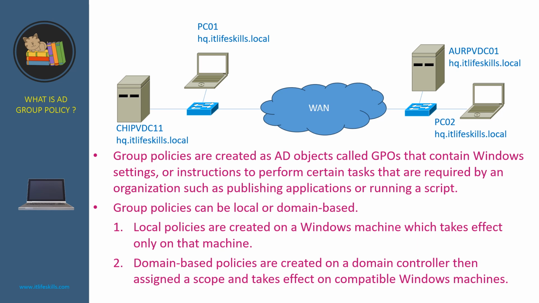To understand domain-based policy, let's take a look at this network diagram. In this network diagram, we will create a new group policy on the domain controller CPVDC11. The group policy objects will be replicated to the domain controller OPVDC01 immediately. Now, when PC01 comes online, it will get the group policy updated from CPVDC11. And when PC02 comes online, it will get the group policies updated from OPVDC01.